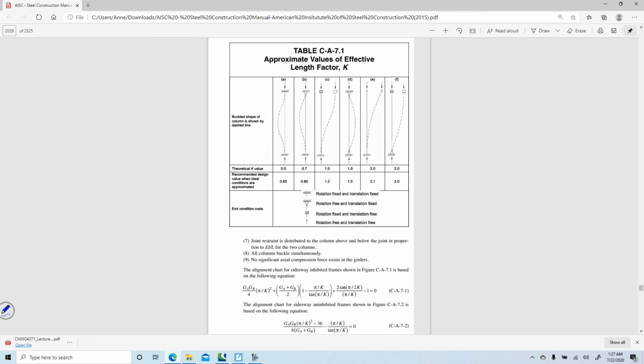Okay. So here we have, I think we did this previously in the theory, a fixed end. Your theoretical K value is 0.5 because it's based off of the length compared to actually having a pin, right? This would be our pin buckled. So the length for a pin would be half of the whole length for a fix.